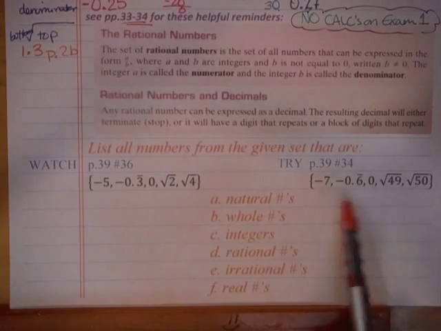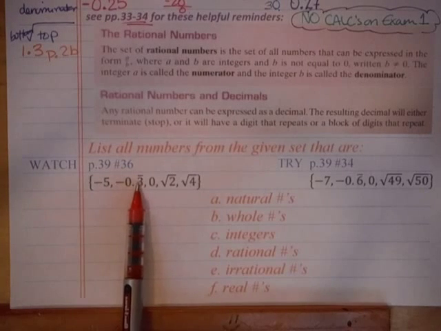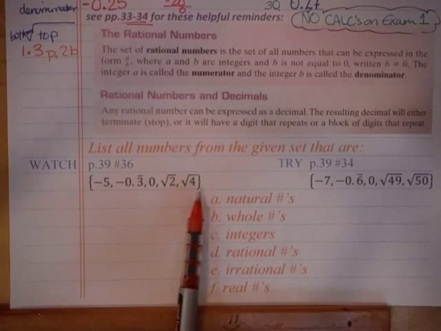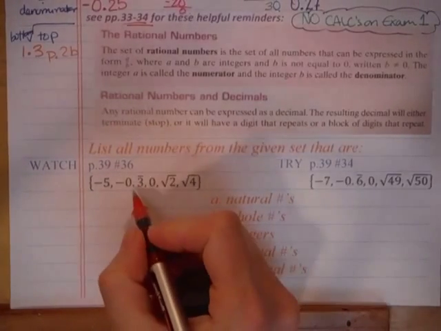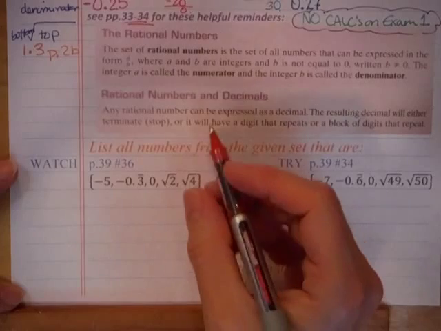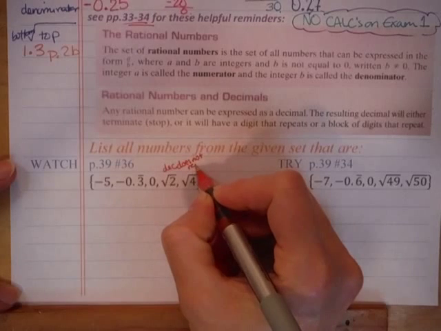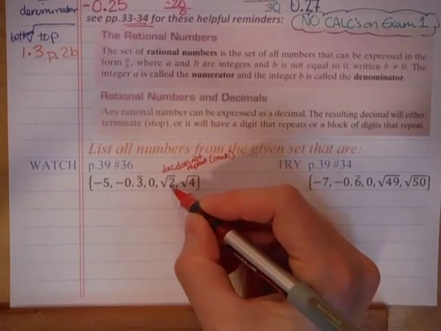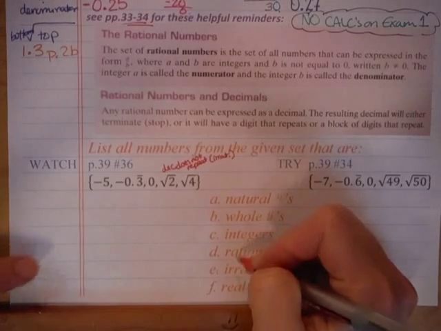-5, and then you're going to try this set over here. So we've got -5. We've got negative 0.3 bar. The bar means that the 3 repeats forever. We have 0. We have radical 2, radical 4. Let's look at those for a moment, especially these radicals. The radical 2 is a decimal that does not repeat. So by our definition, that one is going to be an irrational number. Because it's irrational, it's not going to fit into any of these other groups. Irrationals are a group that's separate from all of these.